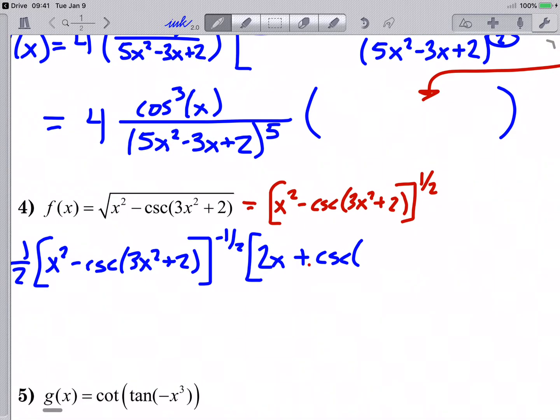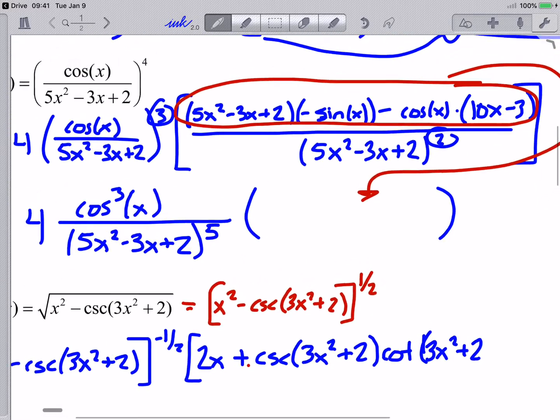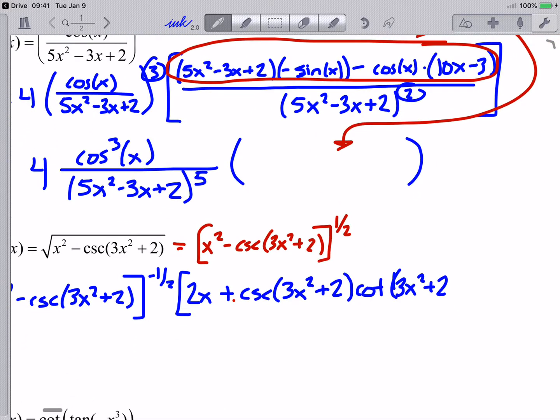whenever I take the derivative of a trig function, my input to that trig function and its derivatives remains exactly the same. So I've got cosecant cotangent both of the 3x squared plus 2. So that does not change on those inputs. Now I still have to do chain rule, so the derivative of the inside is simply 6x. So I multiply this by 6x.